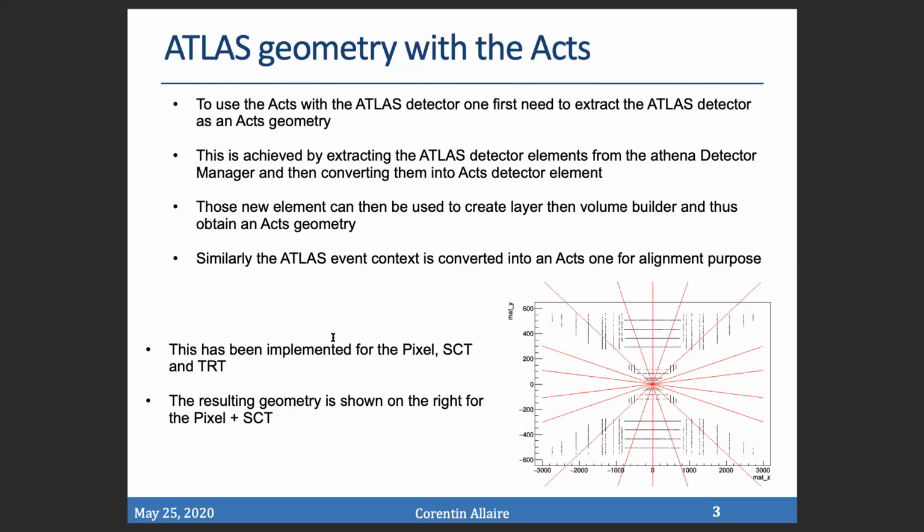Similarly, you can do the same for the Atlas event context that can be converted into an ACTS one for alignment purposes, event per event. So this we've done, as I said, for the inner detector, for the pixel, the SCT, and the TRT. And if you look on the bottom right, what you can see here is all the different line constraint surfaces for the implementation of the pixel plus SCT that was used for material mapping tests. So you can go to the next slide.